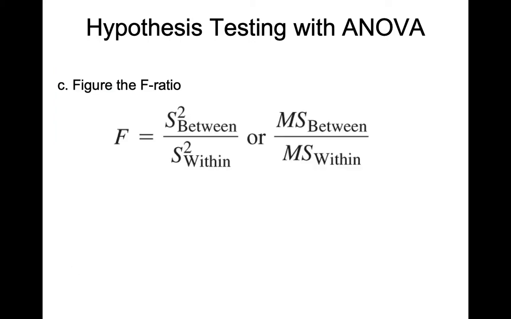Last step, we need to figure out the F ratio. That's done by dividing our S squared between by S squared within. We just calculated S squared between of 1.23. We had previously calculated our S squared within of 0.7. That yields an F ratio of 1.76.